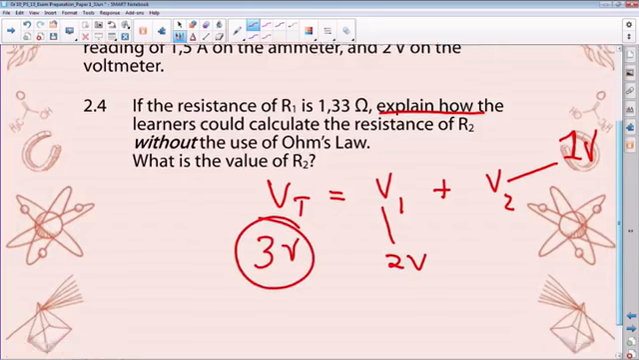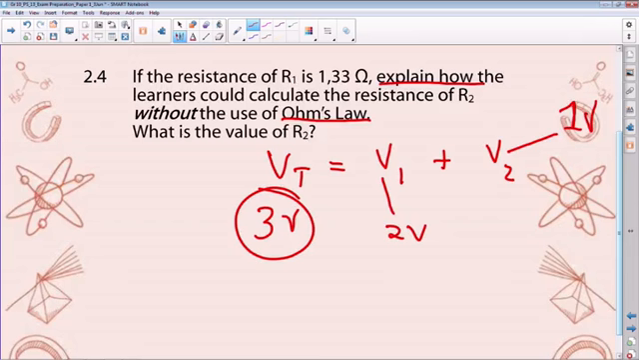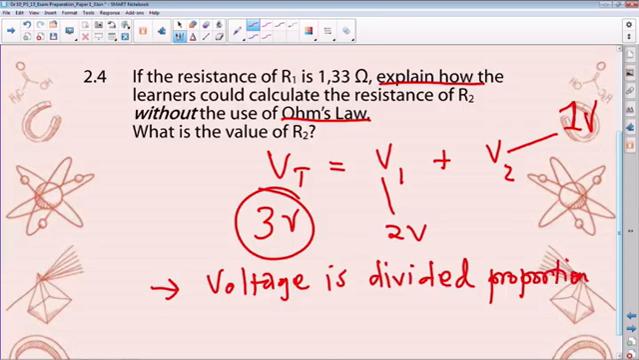Sometimes we may use the ratio, sometimes we may use Ohm's law, but the question says without the use of Ohm's law. The point that is very, very important is that voltage is divided, not necessarily equal, is divided proportionally, right? So if it's divided proportionally, what are we saying? We are saying the higher the voltage, the higher the resistance.